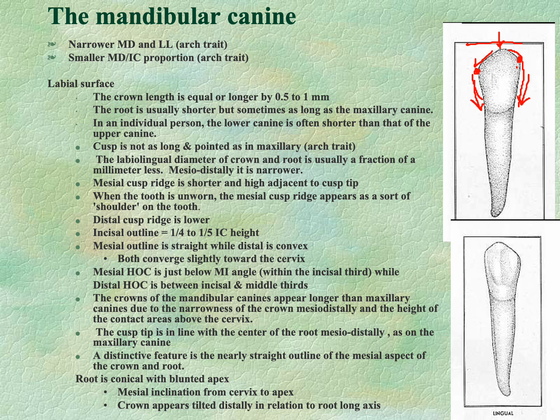The cusp tip is in line with the center of the root mesiodistally, as on the maxillary canine, which means the cusp tip is in the middle. A distinctive feature is the nearly straight outline of the mesial aspect of the crown and root. What that means is, the crown and root mesially have a straight direction. You can draw a straight line out of the outline. The root is conical with a blunted apex, as you can see.